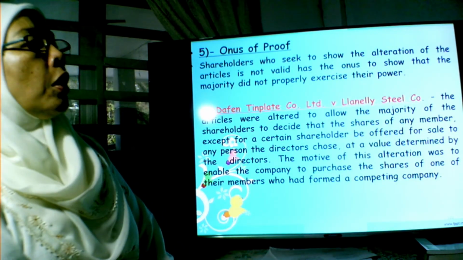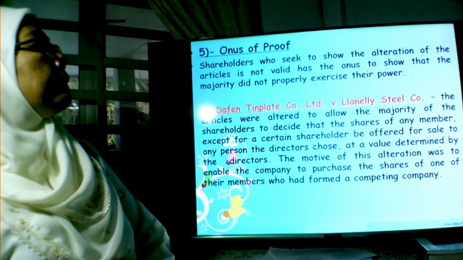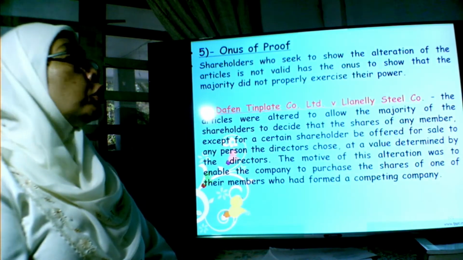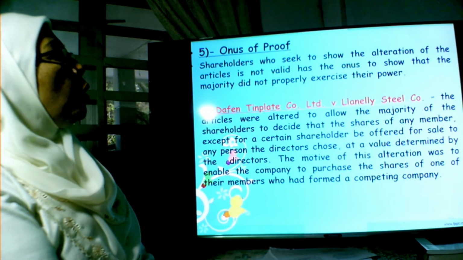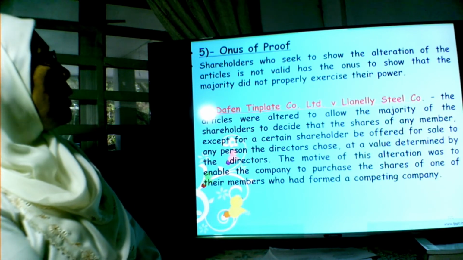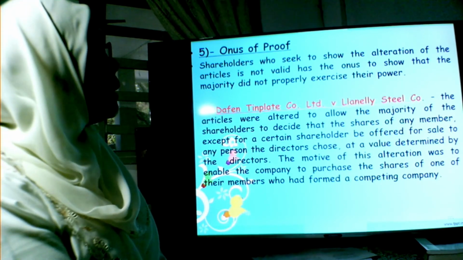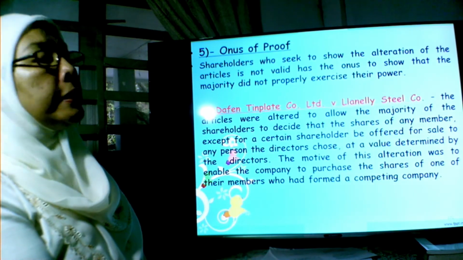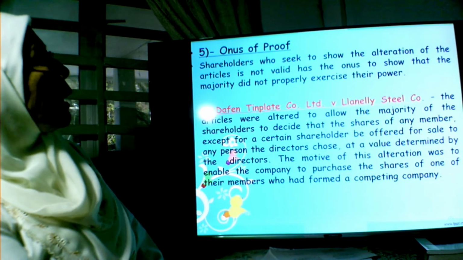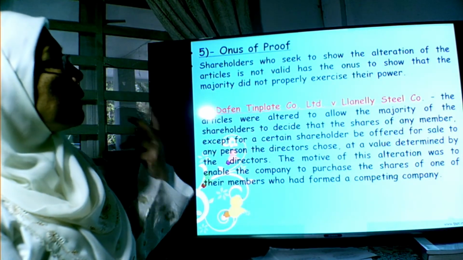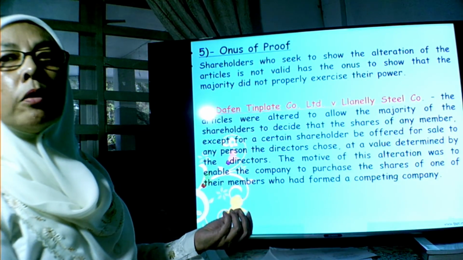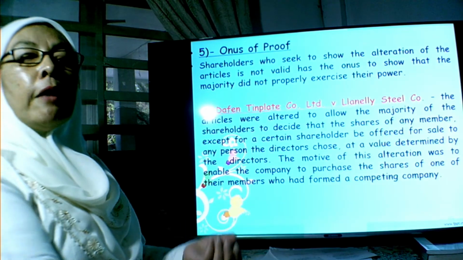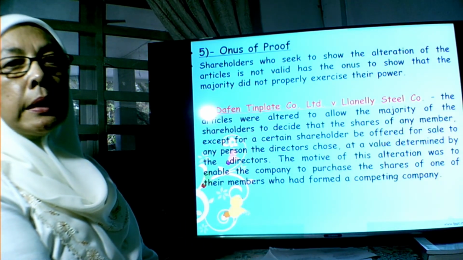Okay. Honors of proof, beban bukti. Siapa yang kena membuktikan yang alteration ini actually is not valid? Okay. So who owes the honors of proof to show that the majority actually did not exercise their power? Shareholders yang seek actually, siapa yang memohon, shareholders who seek that the alteration is invalid, they have to show a proof actually that it is invalid.